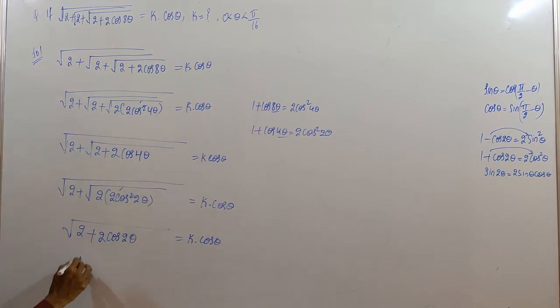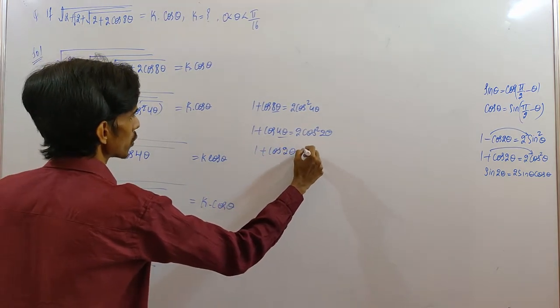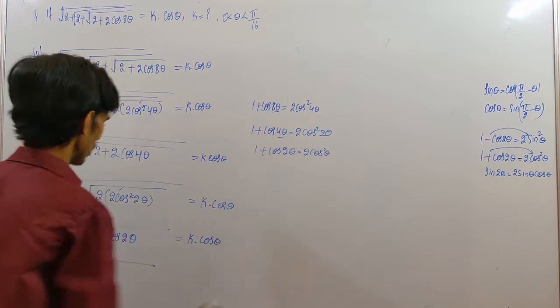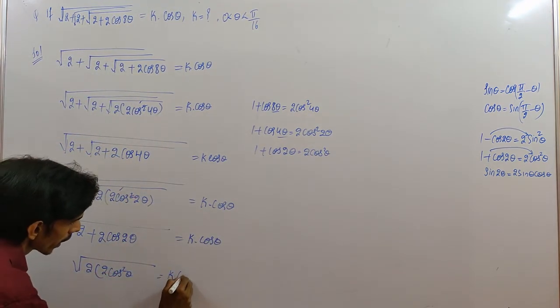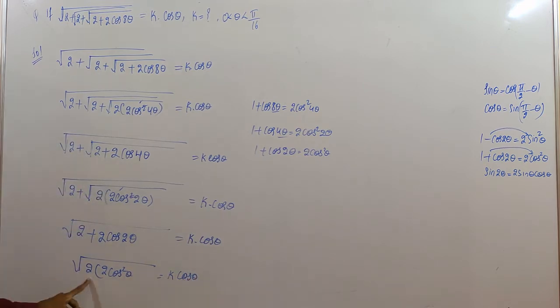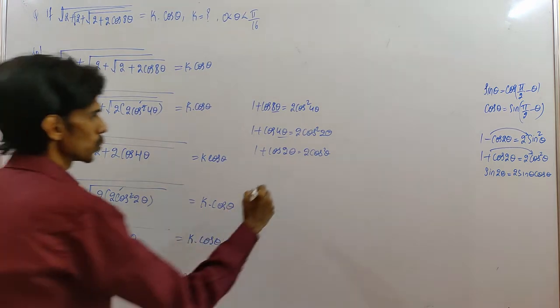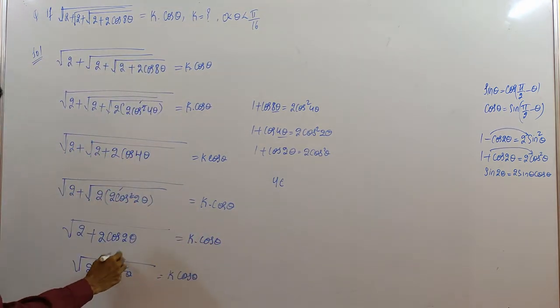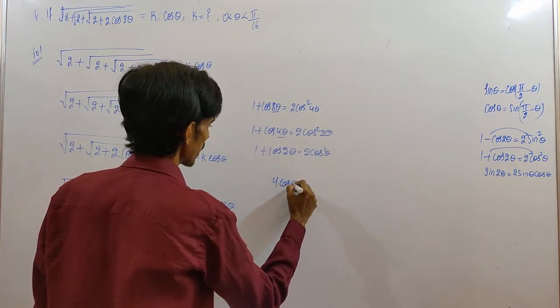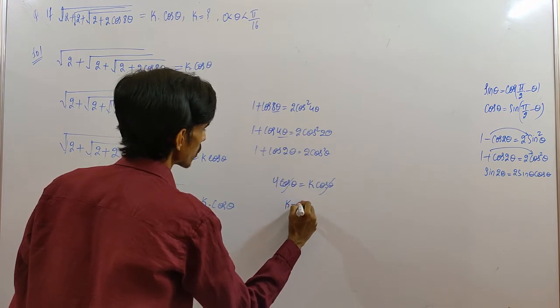Now take 2 common. We have 1 plus cos 2 theta, that is 2 cos square theta. So 2 cos square theta is equals to k into cos theta. 2 into 2 is 4, root 4 value is 2 into this square and square root will get cancelled. Cos theta is equals to k into cos theta. So the value of k is 4.